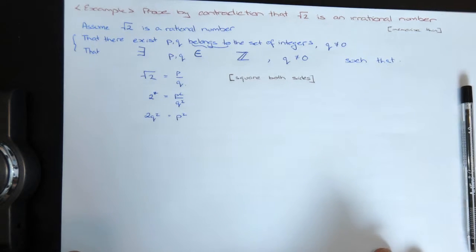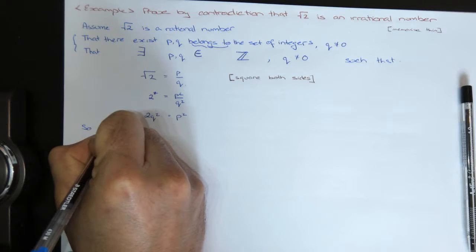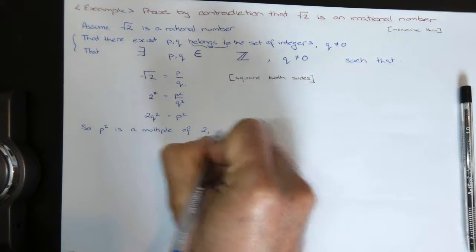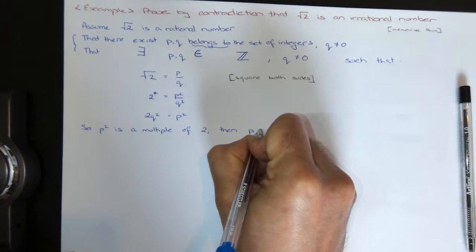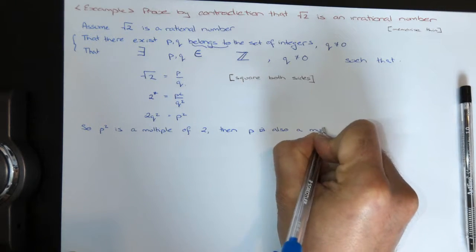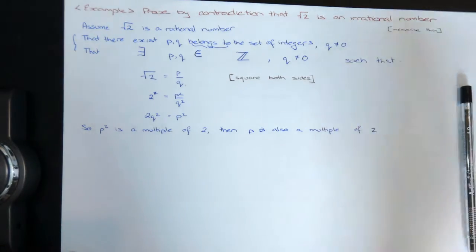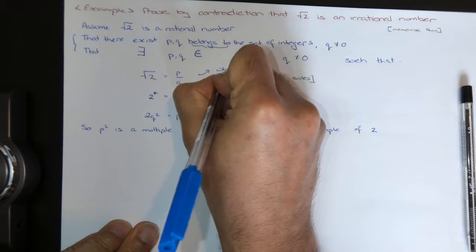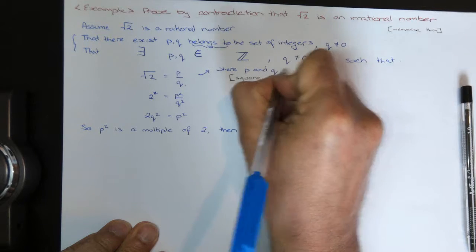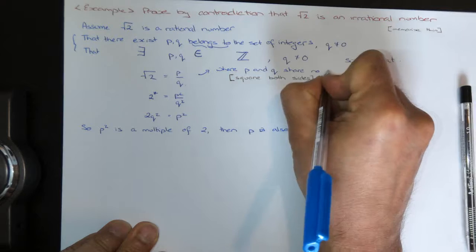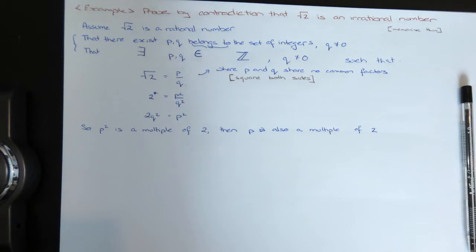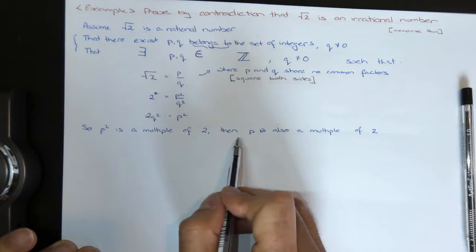Okay. So what that means is, if P squared is a multiple of 2, then P is also a multiple of 2. One thing I forgot to mention, sorry, the square root of 2 equals P over Q, where P and Q share no common factors, because we want a fraction. Irrational numbers can't be represented as a fraction. Okay, so where P and Q share no common factors. So P squared is a multiple of 2, then P is also a multiple of 2.